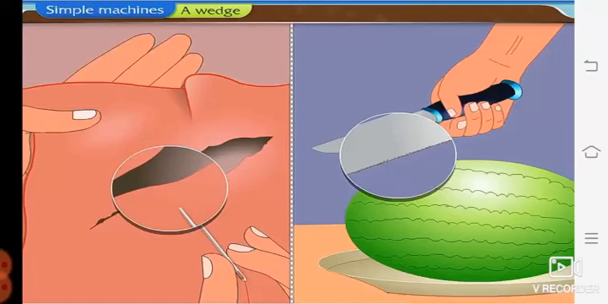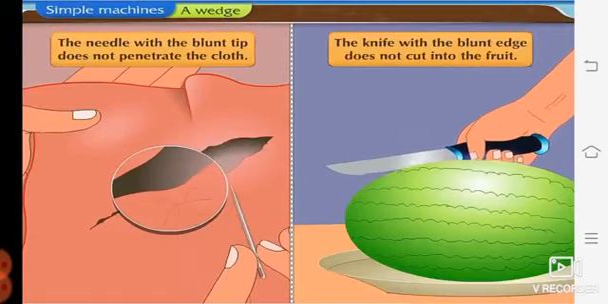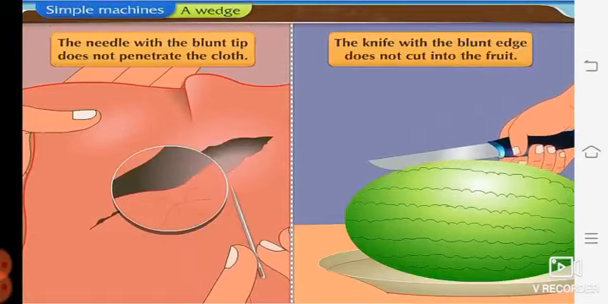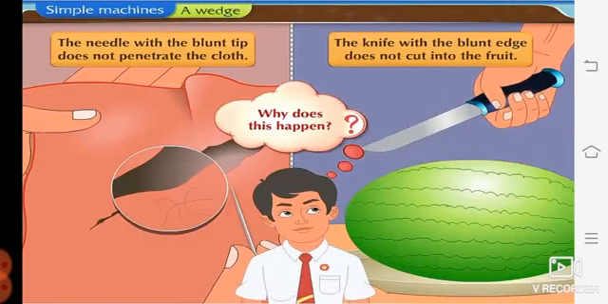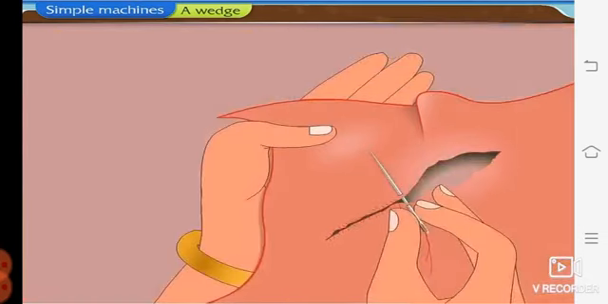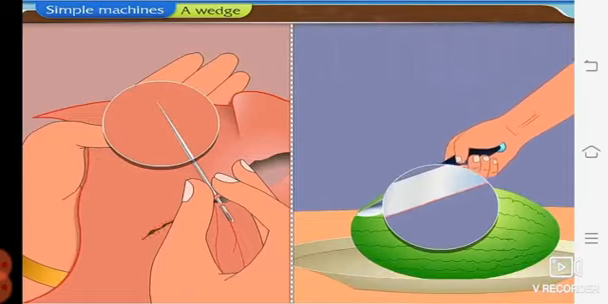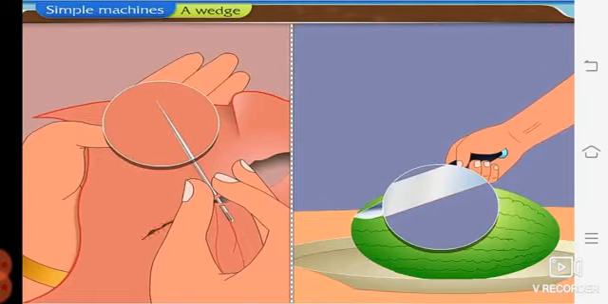Use your brain power. A needle is required for stitching cloth. We use a knife for cutting fruit. If the tip of a needle or the edge of the knife becomes blunt, then the needle does not penetrate the cloth and the knife does not cut into the fruit. Why does this happen? This happens because we all know that we require a pointed needle to stitch a cloth and a sharp knife to cut the fruits. The pointed needle and a sharp knife have less area.